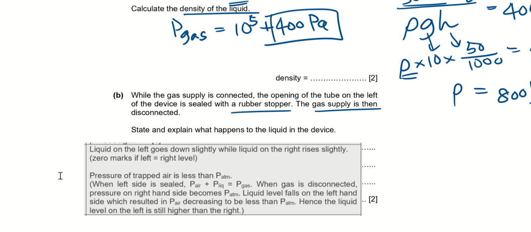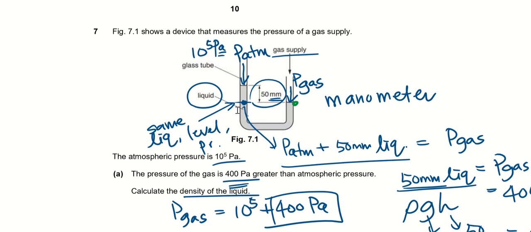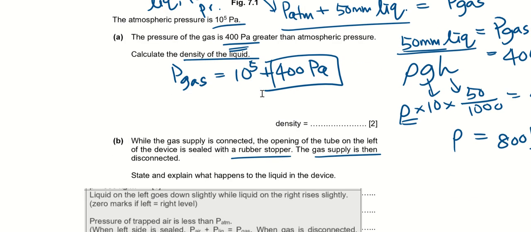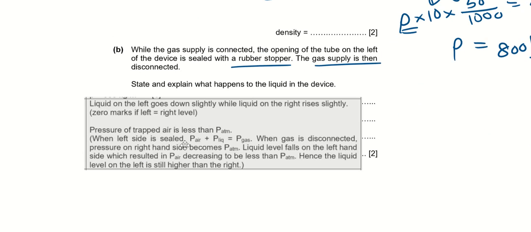The statement of what happens to the liquid is that the liquid on the left will go down slightly, while the liquid on the right rises slightly. That means the difference in height of 50 mm will become smaller. Why does this happen? It's because the pressure of the trapped air is now less than P atm. The explanation is like this.